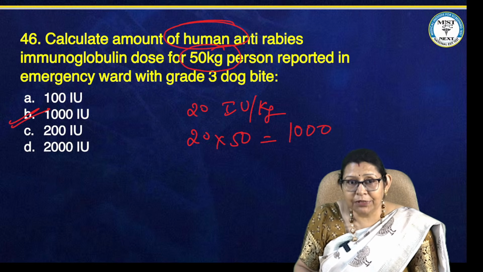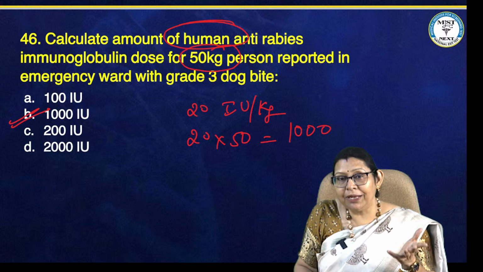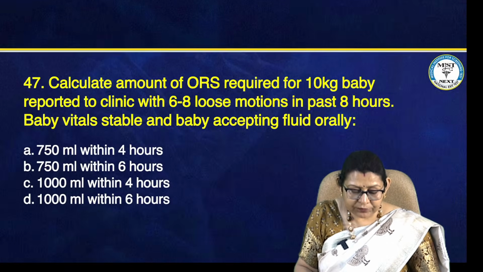अब यहाँ पे जरा सा भी जीरो का गड़बड़ कर दोगे तो आपका जवाब 100 भी हो सकता है. अगर आपको एनिमल का 40 याद रहा, your answer may be 2000. So be very careful.